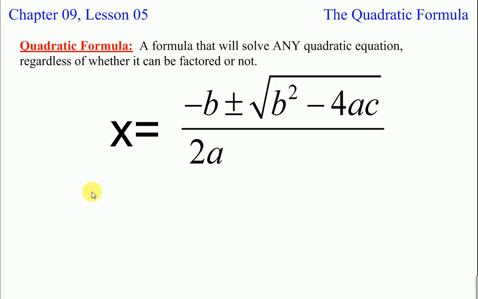Now, we've looked at different ways of factoring. We've looked at the difference of squares. We've done the box method. We've looked at grouping, factoring by grouping. So this one, if all else fails, you can use this one.